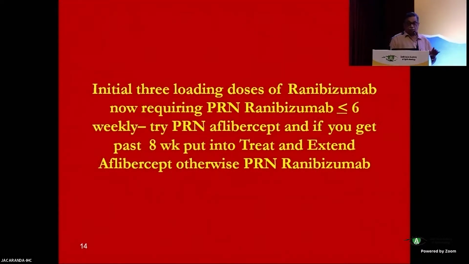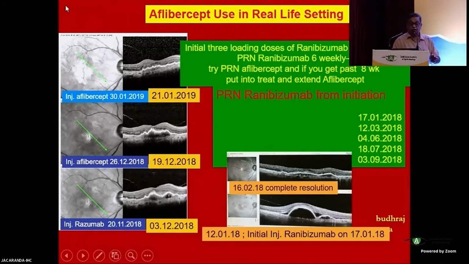So let's see some of the patients where we've done this and what happened. So here is a real life. This is my real life, my patients, and these are just representative patients of how patients of AMD have behaved over the last 10 years. So this was a patient who got the initial 3 loading doses of ranibizumab, now requiring PRN ranibizumab every 6 weeks. So we decided to shift to aflibercept.